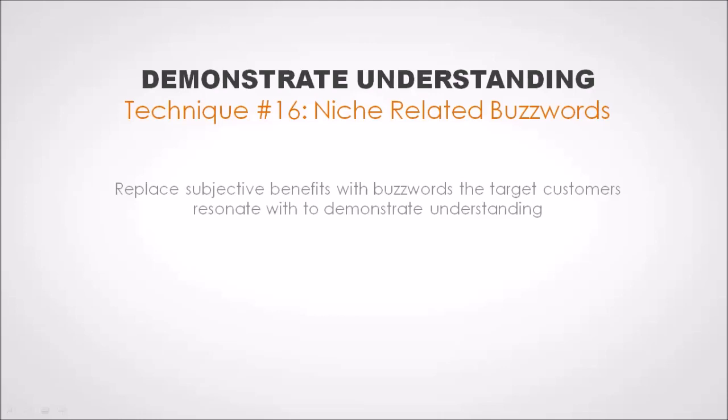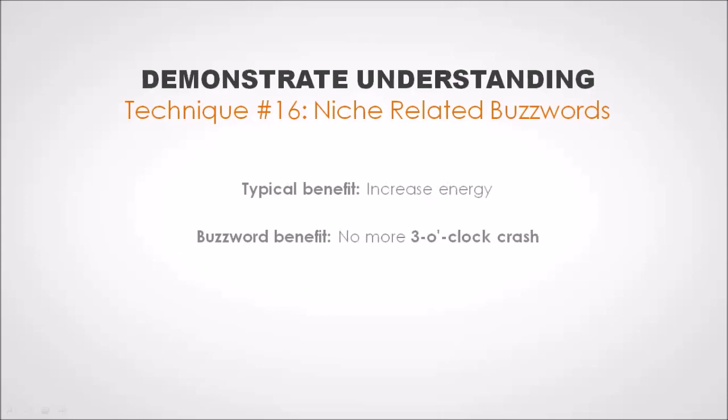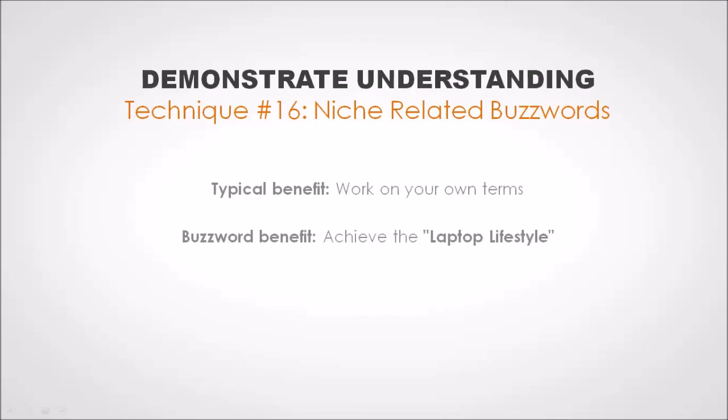So how this works is you want to replace subjective benefits with niche-related buzzwords that your target customers resonate with. Typical benefit, lose weight. Buzzword benefit, get rid of muffin top. Typical benefit, increase energy. Buzzword benefit, no more 3 o'clock crash. Typical benefit, become stronger. Buzzword benefit for this is press 2 plate or more. Typical benefit, work on your own terms. Buzzword benefit, achieve the laptop lifestyle.